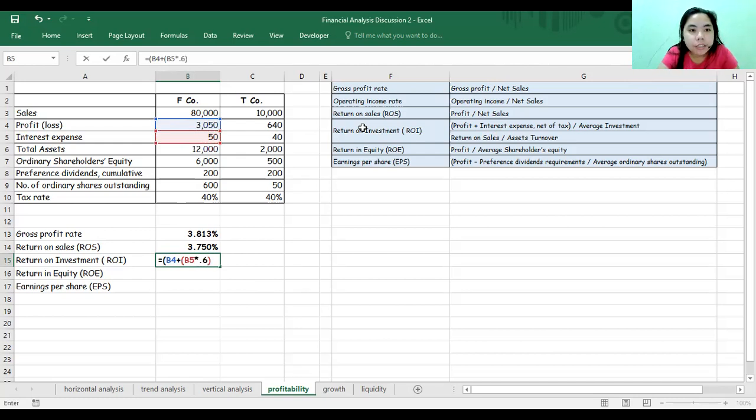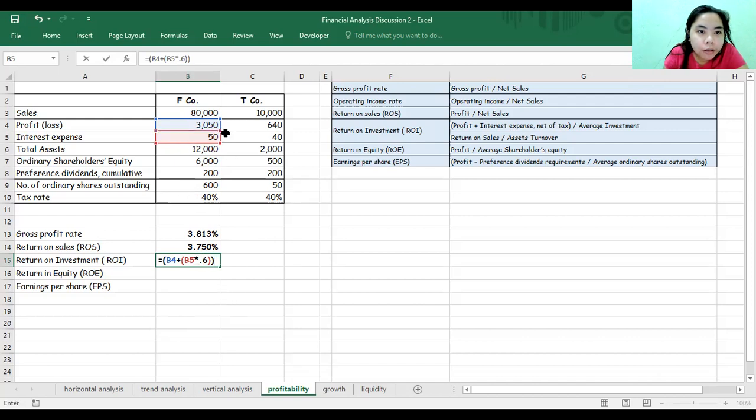I'll explain it to you first in Excel. So okay, we're done with our numerator. B4 is profit of 3,050 plus B5 is interest expense. It says here interest expense net of tax. So interest expense is 50, multiplied by 0.6. That would be 1 less tax rate, no?